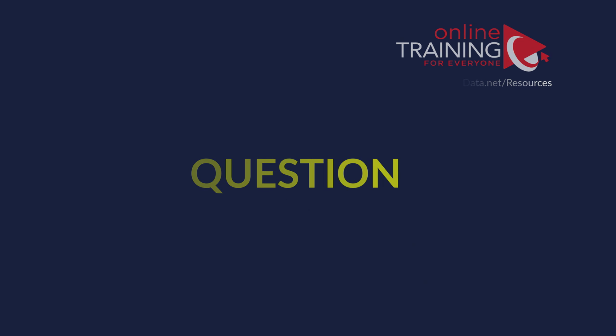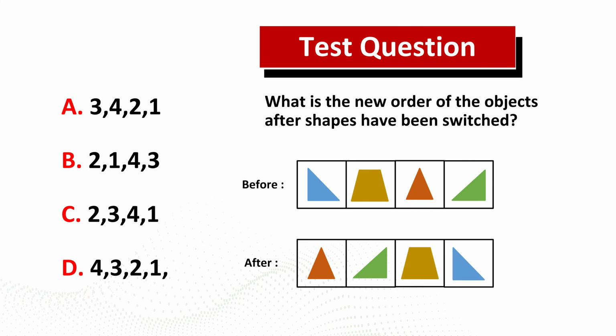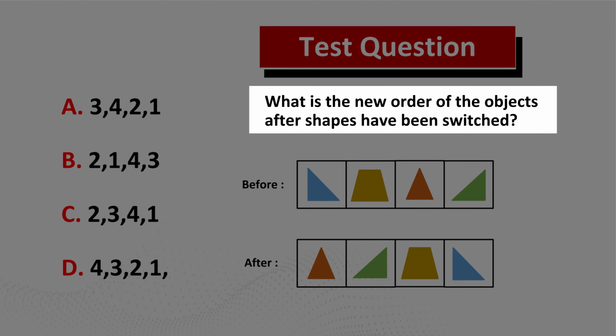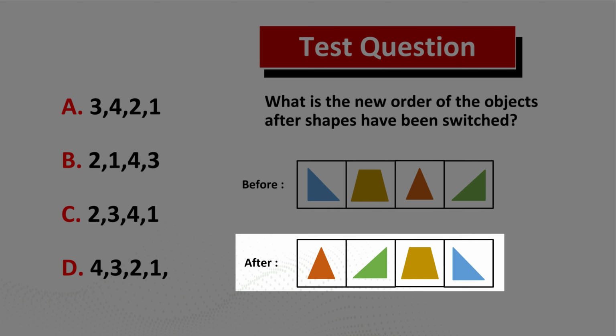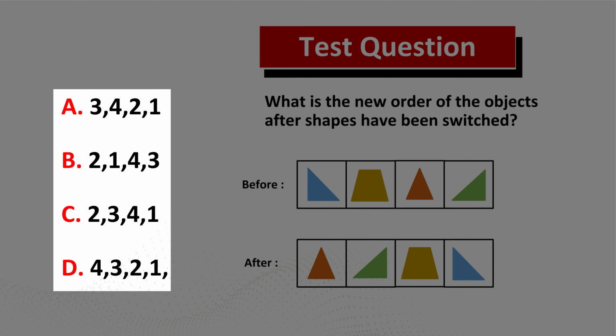Some of you might find this question tricky. But regardless of whether you can come up with the solution on your own, you will be excited to learn the solution to this real-life assessment test question. What is the new order of the objects after shapes have been switched? You're presented with a before picture of 4 objects and an after picture of the same objects but in a different order, and 4 different choices to determine new positions after switching.